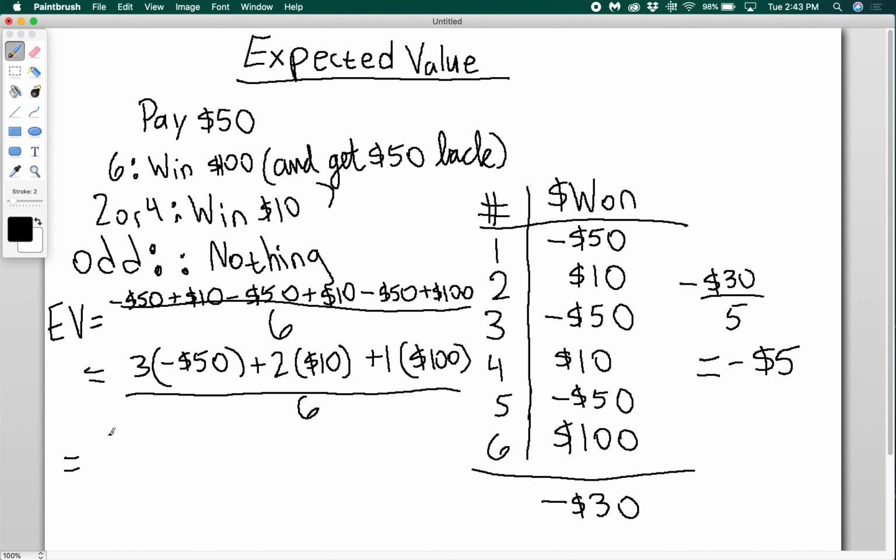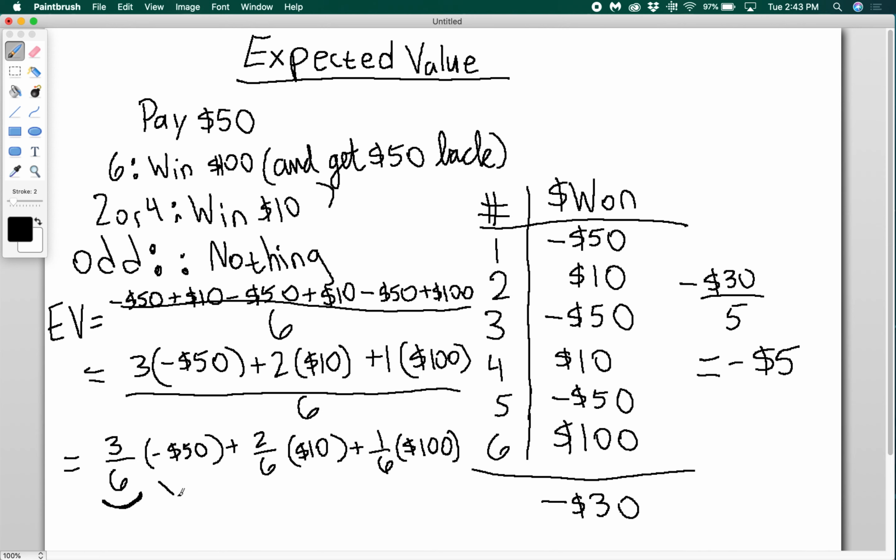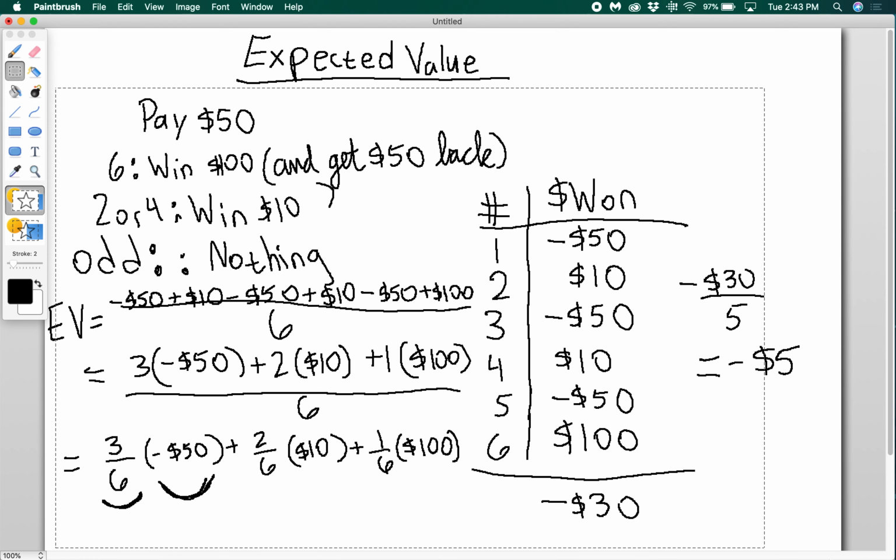Then I can split this denominator among all 3, and I have 3/6 times negative $50 plus 2/6 times $10 plus 1/6 times $100. Why have I done this? Because each of these terms contains the probability of one of the outcomes occurring multiplied by the payout, or the amount that I win or lose when that outcome does occur. And this brings me to my equation for expected value.